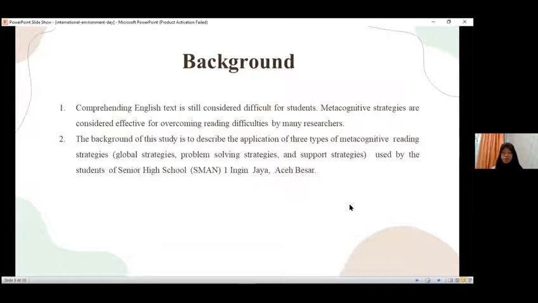Metacognitive strategies are considered effective for overcoming reading difficulties by many researchers. Amadi et al. 2013, page 235, suggests that learning metacognitive reading strategy can solve the problems faced by readers since it is the effective way to facilitate their reading comprehension in the field of English as a foreign language, EFL studies.